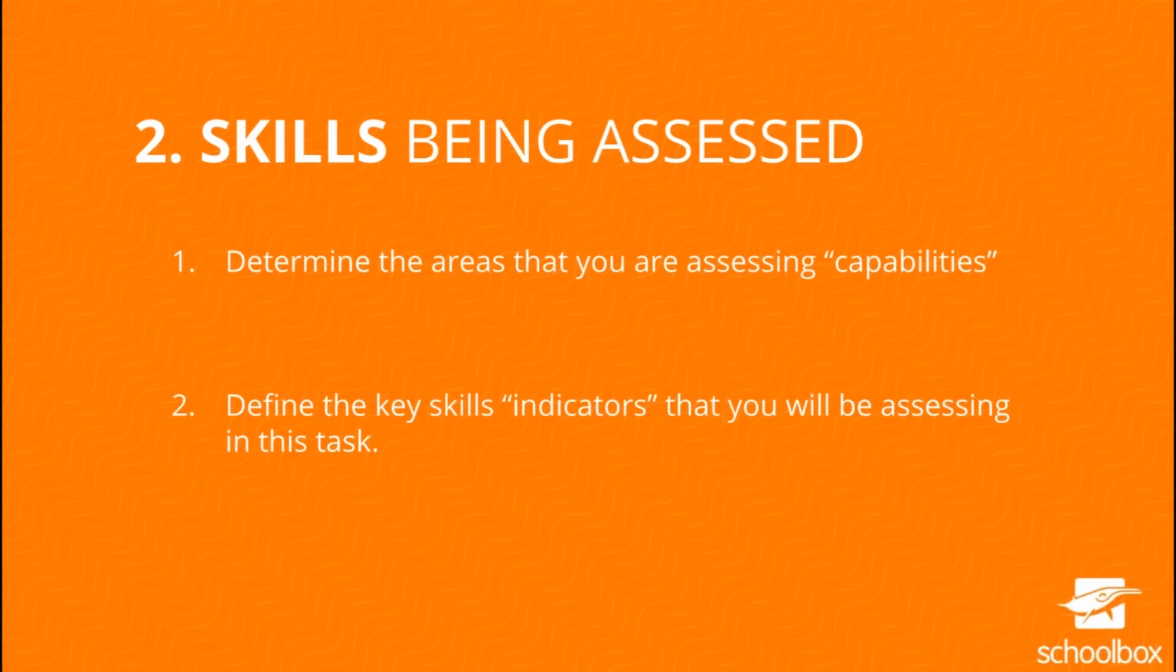Next up, we need to look at the skills being assessed. So identifying the skills, we need to break them down, like I talked about before, into capabilities and indicators. The capabilities are optional, but they do allow you to group skills together logically. They may also allow you to roll up the results. So you might have an overall grade for a particular capability. So having a capability grouping does give you the ability to group your skills together.